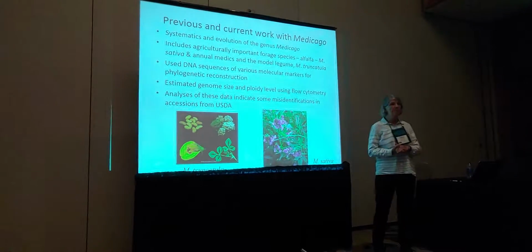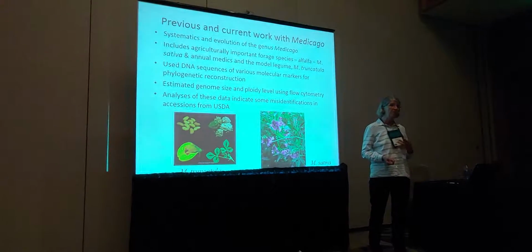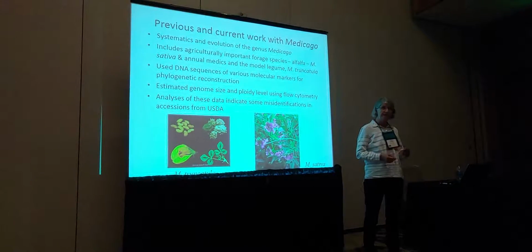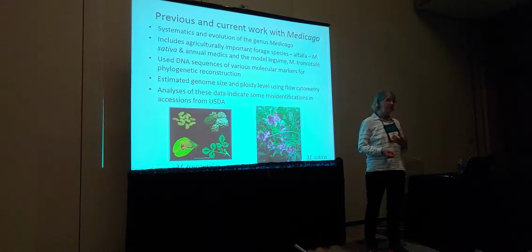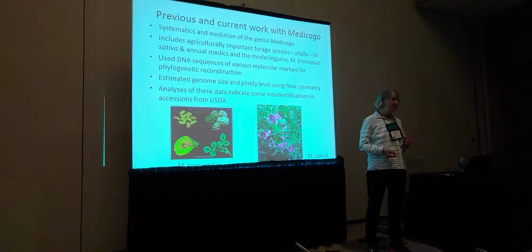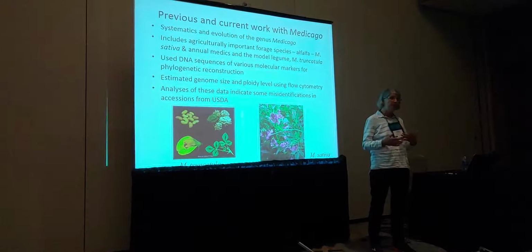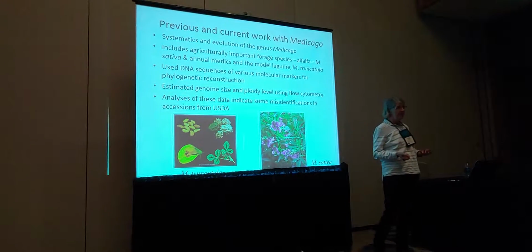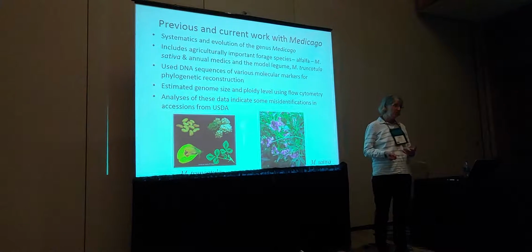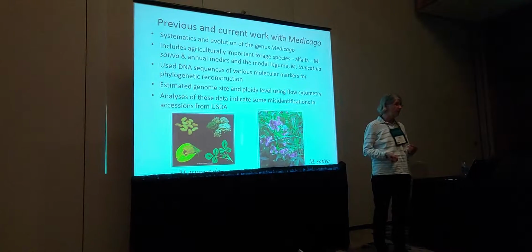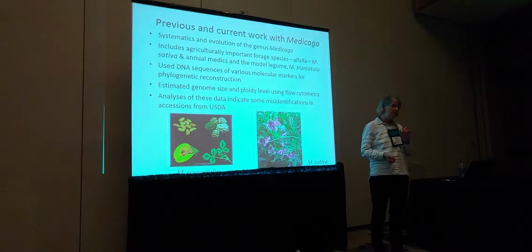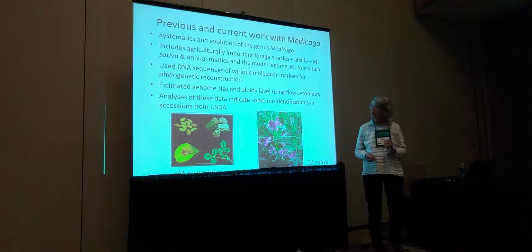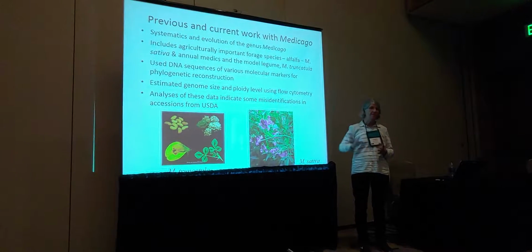Mostly I'm an evolutionary biologist and have worked on systematics and evolution of Medicago. We have used DNA sequence data, and we have used flow cytometry to estimate genome size, for example in thinking about the evolution of genome size. We've used many accessions of Medicago because we're doing research here in the US where Medicago is not native. It's native to just about anywhere in the northern hemisphere except for North America. At any rate, we have had some misidentifications.